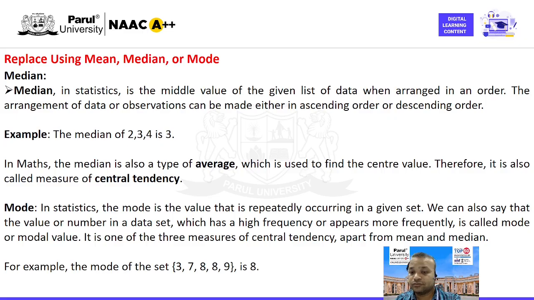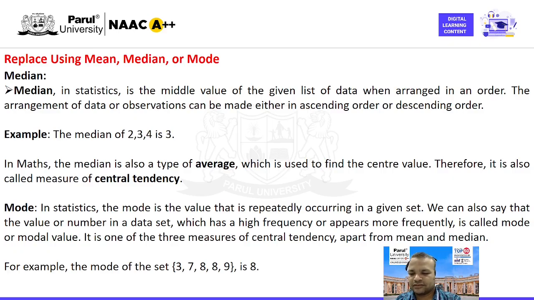And mode. Next one is mode. In statistics, the mode is the value that is repeatedly occurring in a given data set. We can also say that the value or number in a data set which has the highest frequency, or appears more frequently, is called the mode or modal value. It is one of the three measures of central tendency apart from mean and median.